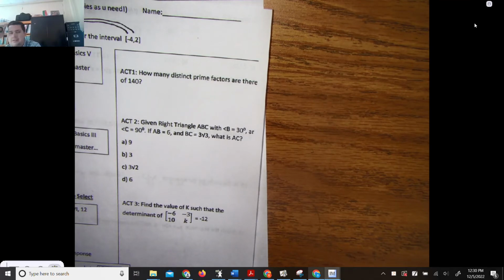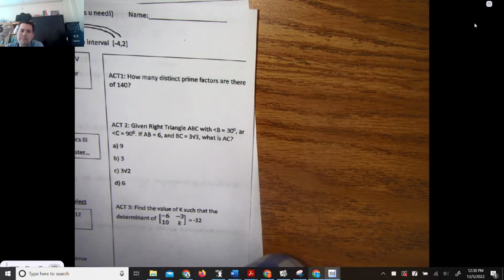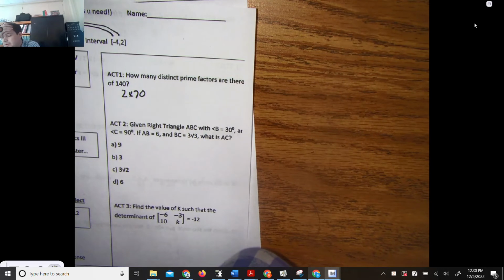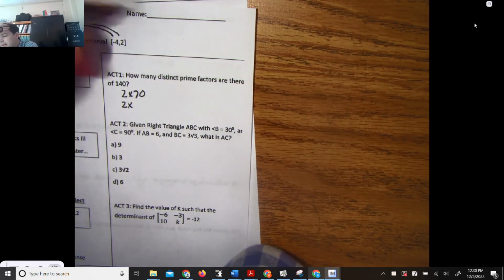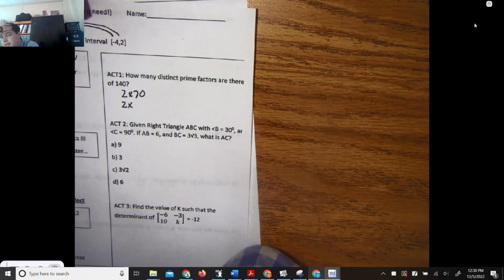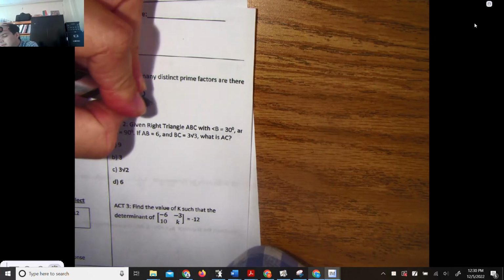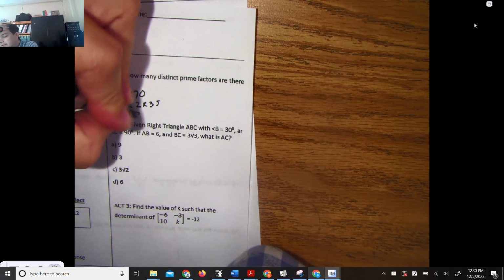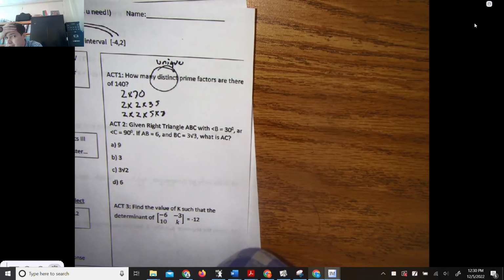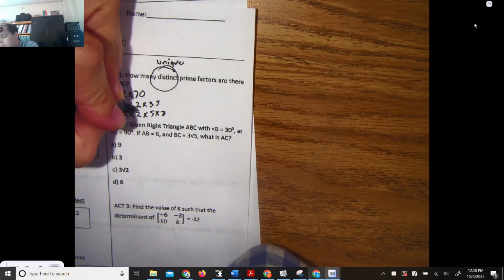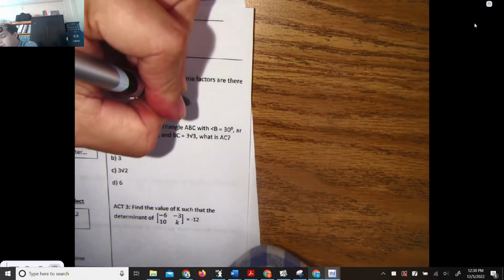How many distinct prime factors are there of 140? It's because of number sense. 140 is 2 times 70. To get to 70, you divide by 5, don't you? Oh, some of you guys did 2 times 35. No, to get to 70, it's 2 times 35. And to get to a 35, you do 5 times 7. Notice the word distinct. Distinct means unique. If somebody tells you you're distinct, it's either a compliment or it's not, but it means you're unique. 1, 2, 3. There are 3 unique, distinct primes.